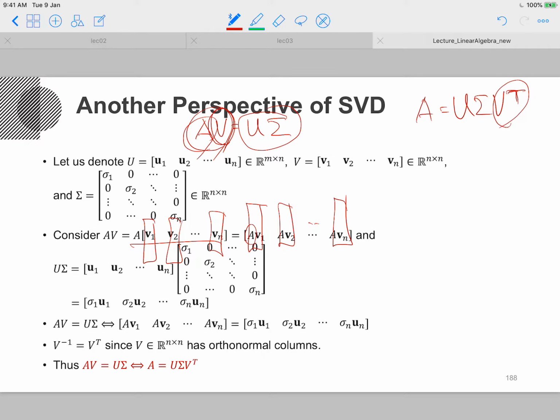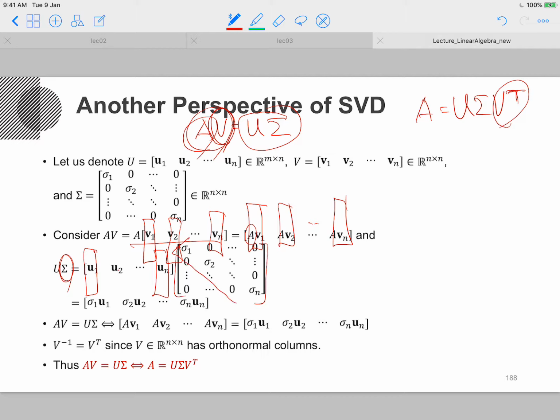Okay, and then let's evaluate this U sigma. Suppose U has those columns U1 through UN, which are also orthonormal by definition, right? And then we have sigma over here, and sigma is our diagonal matrix, right?